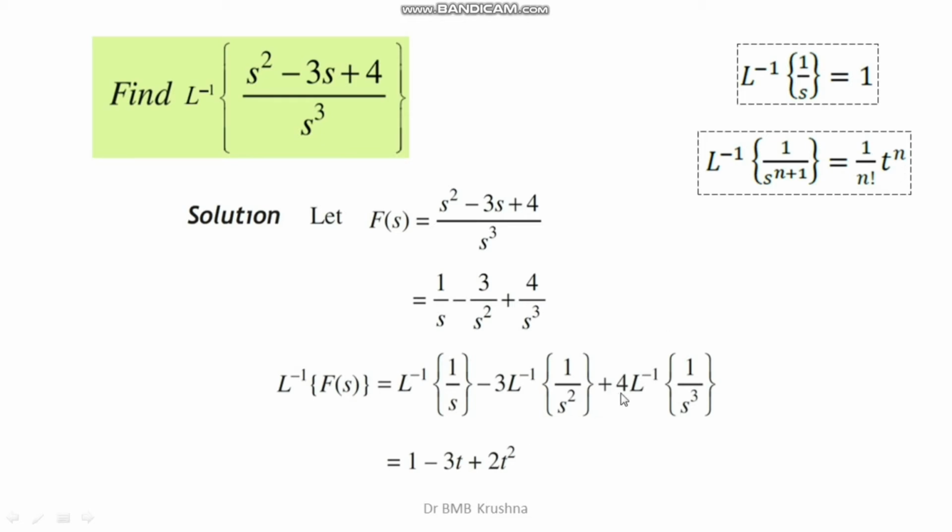There is a plus 4 constant. 1 by s cube can be written as 1 by s power (2 plus 1). That is why n is 2 here. So 1 by 2 factorial into t square, that is t square by 2. 4 into t square by 2 is 2t square. Hence, which is the required inverse Laplace transform of this function.